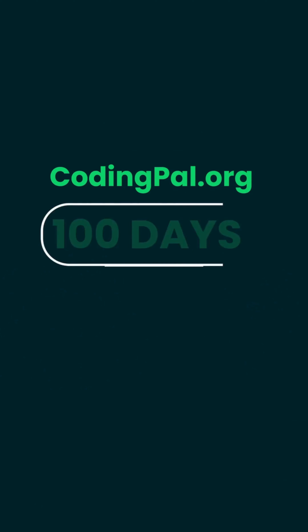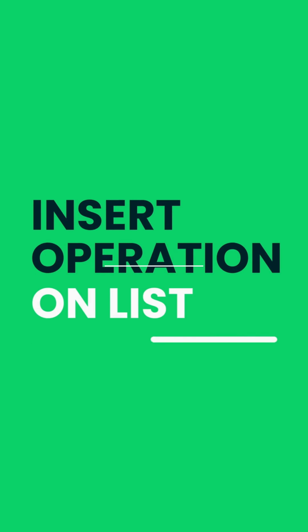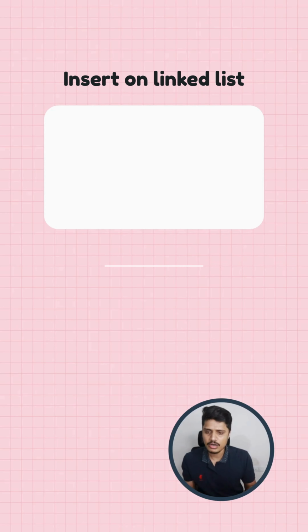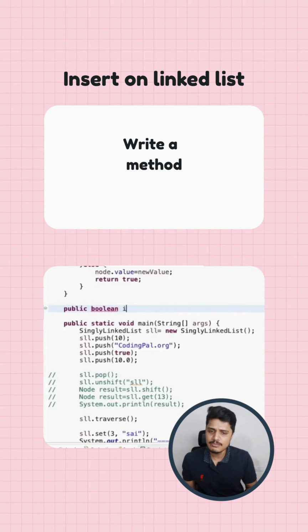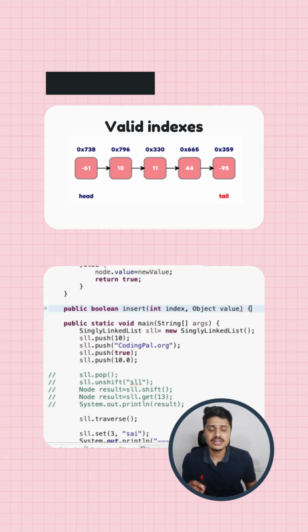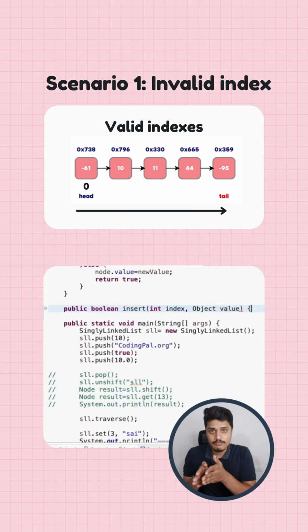Hey everyone, in this one let's quickly understand how the insert operation is going to look on a singly linked list. Here we will write an insert method. It will basically take the index and the new value that we want to insert. So the valid values for the index are basically from 0 till the length of the linked list -1.